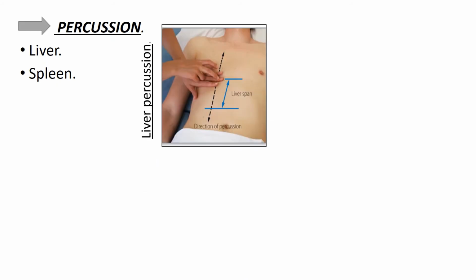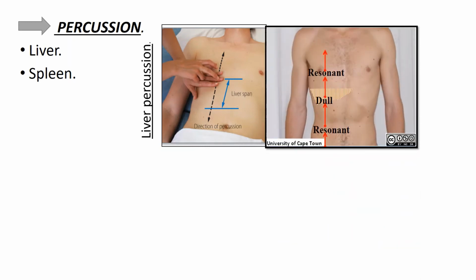Assessing percussion sounds is helpful in determination of the size, position, and density of the abdominal contents. For the liver, start percussing from the right iliac fossa towards the right costal margin until the percussion note changes from resonant to dull, indicating the lower liver border. Continue to percuss until the note changes from dull to resonant, indicating the upper liver border.